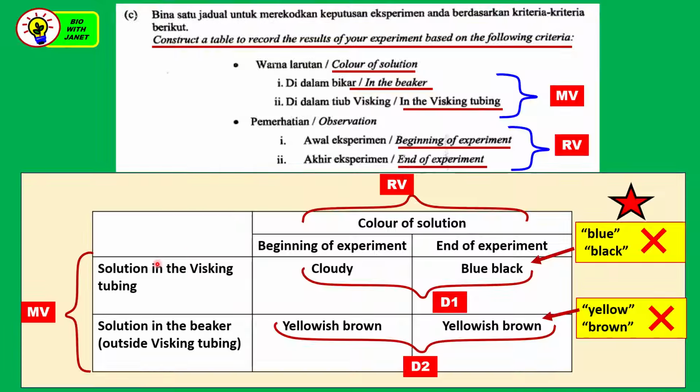Now, MV is 1 mark here: solution in Visking tubing and solution in the beaker. Then the RV is the color of the solution at the beginning of the experiment and at the end. Follow from the instructions. That's another mark. Now the third mark is for your data, D1 and D2. All of this is considered 1 mark. So altogether it is 3 marks.